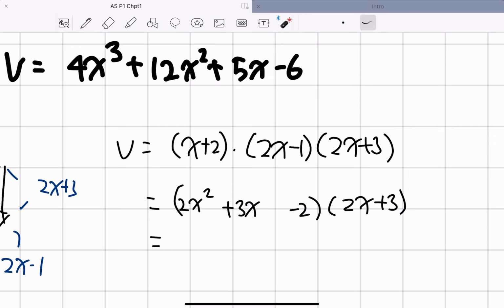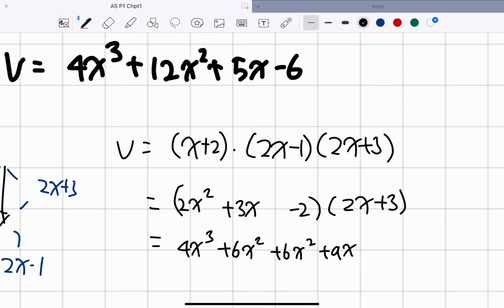Okay, then yeah, so expanded 2x squared times 2x, which is 4x cubed. 2x squared times 3, which is 6x squared. And 3x times 2x, which is 6x squared. And 3x times 3, which is 9x. And minus 2 times 2x, which is minus 4x. And last one, minus 2 times 3, which is minus 6.